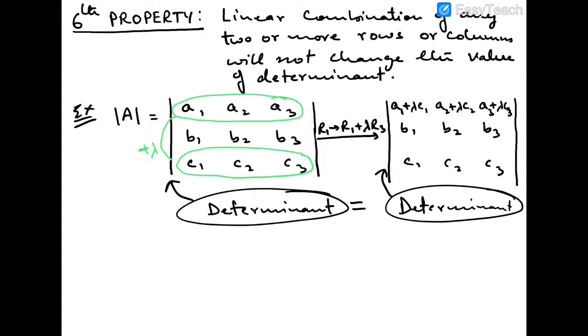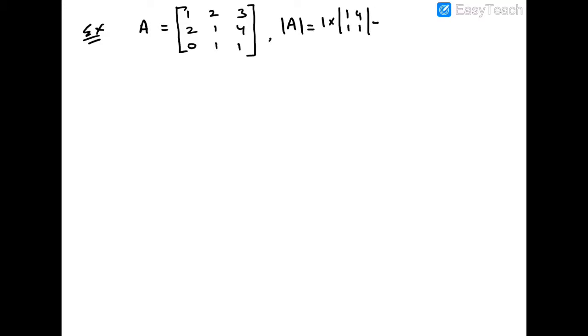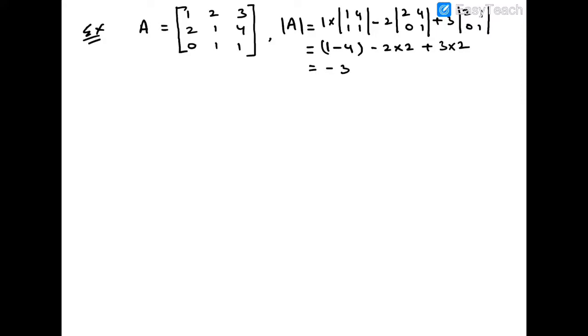So let's take an example where A is equal to 1, 2, 3, 2, 1, 4, 0, 1, 1. Then its determinant will be 1 times the determinant 1, 4, 1, 1 minus 2 times the determinant 2, 4, 0, 1 plus 3 times the determinant 2, 1, 0, 1, which will give us 1 times (1 minus 4) minus 2 times 2 plus 3 times 2, that is minus 3 minus 4 plus 6, that is minus 1.